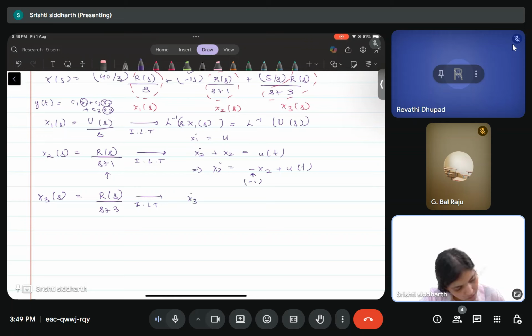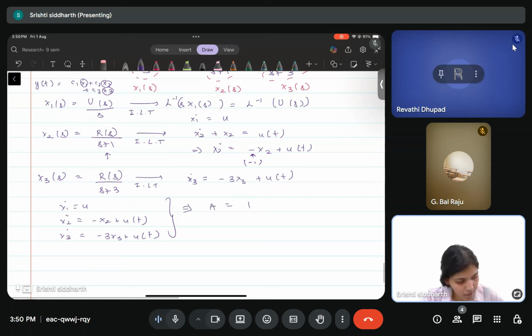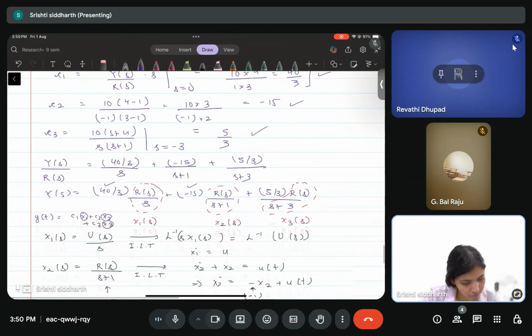We get x3 dot equals minus 3x3 plus u. So we already have a system, right? x1 dot equals u, x2 dot equals minus x3 plus u of t, x3 dot equals minus 3x3 plus u of t. So this translates to the A matrix being 1, 0, minus 1, minus 3, 0 everywhere else, and B equals 1, 1, 1. So this is what we got, right?